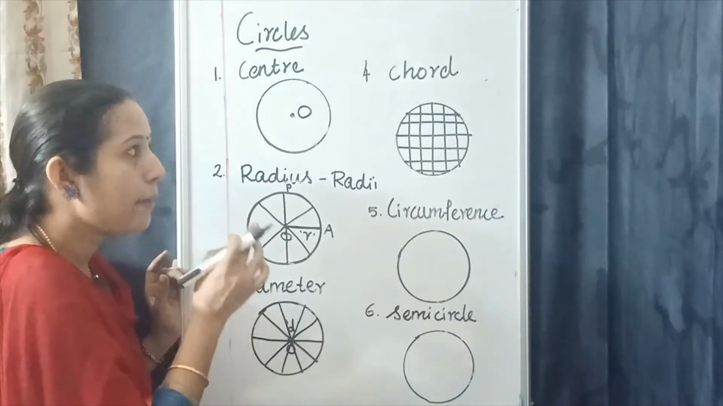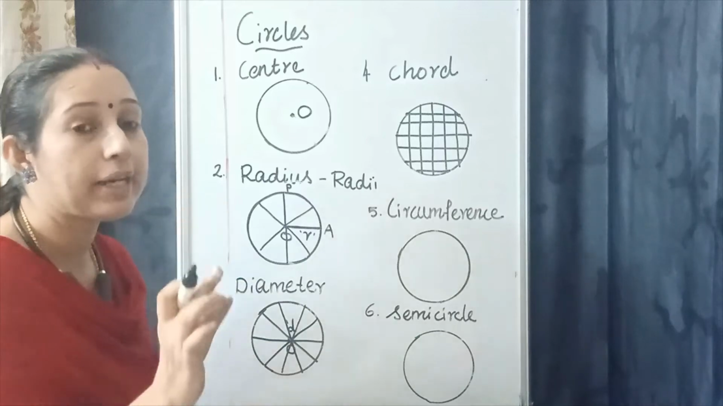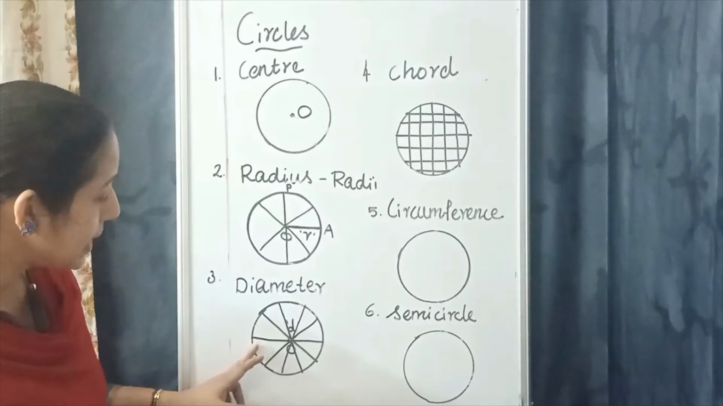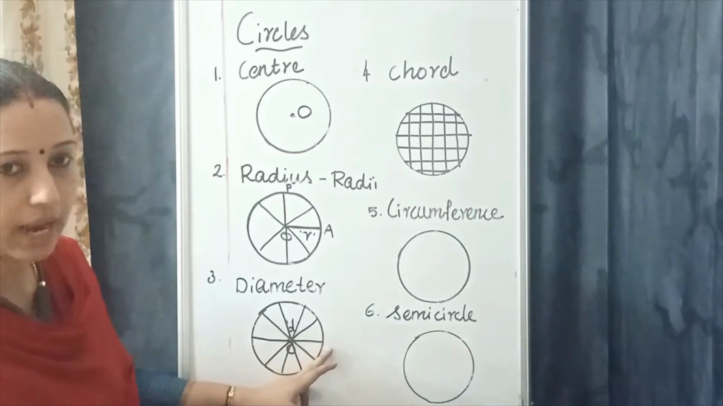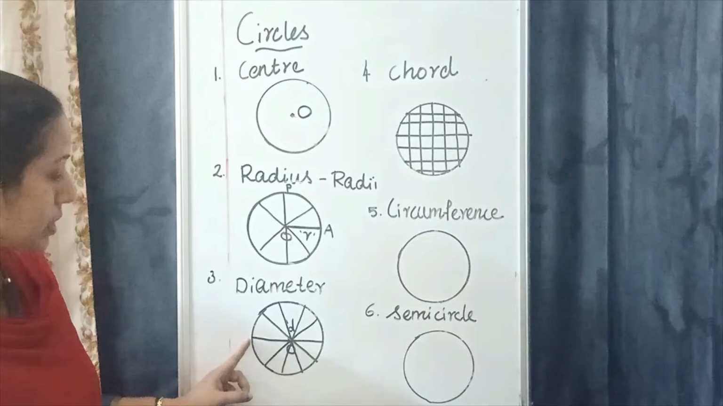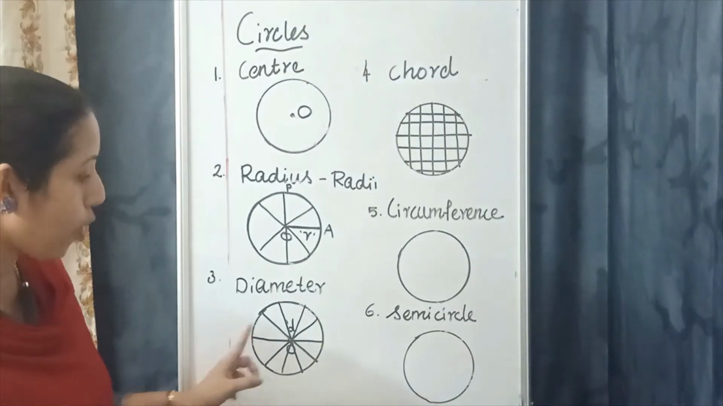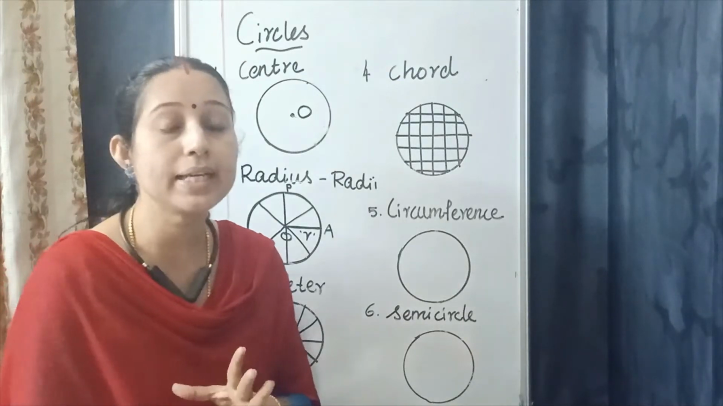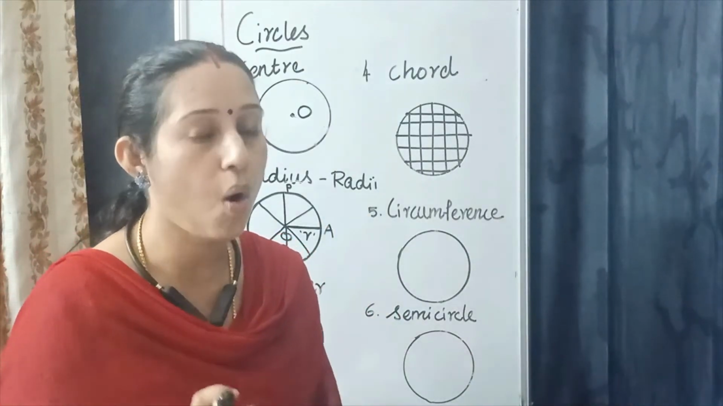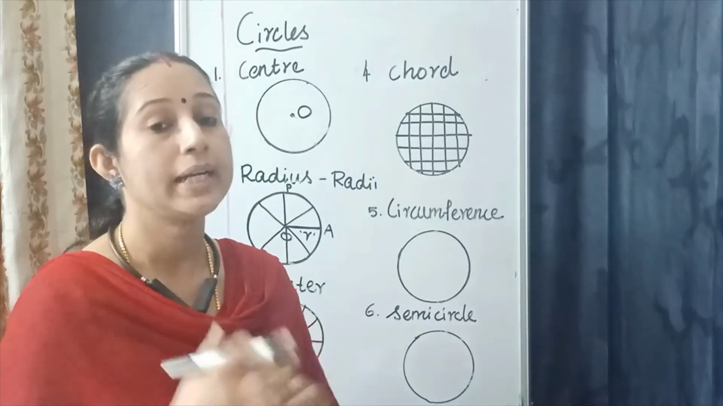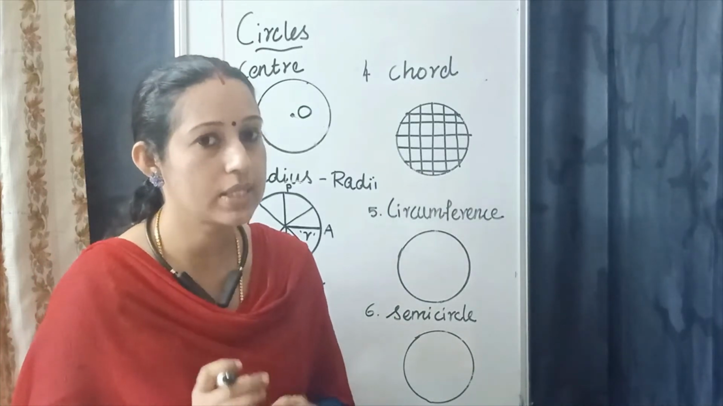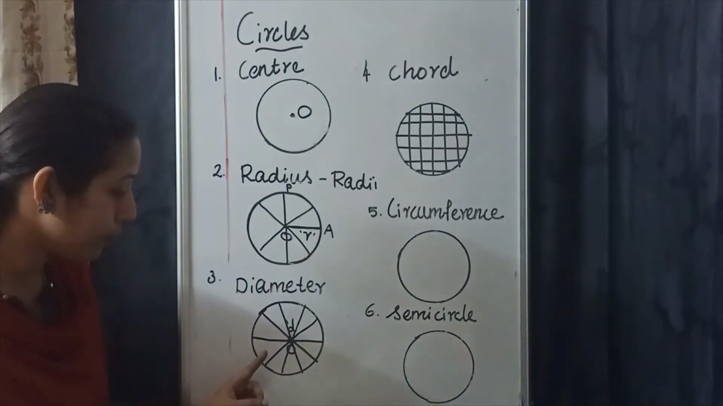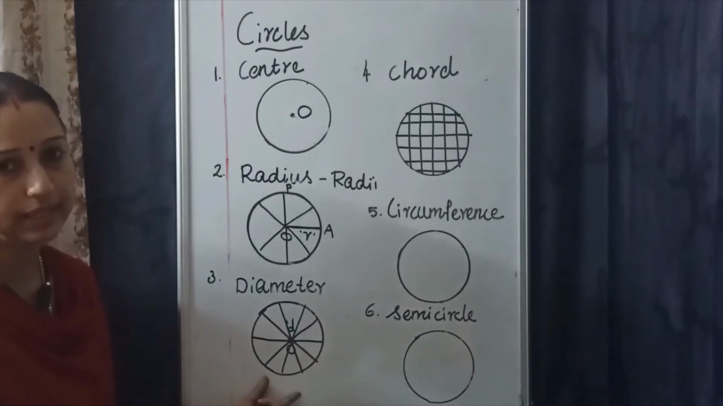Okay, so the diameter is a chord. The diameter is the longest chord of a circle. See, this is the diameter. Diameter is also a chord because it is the line we draw from one point to another. The diameter is the longest chord of a circle, which means we can draw an infinite number of diameters in a circle.